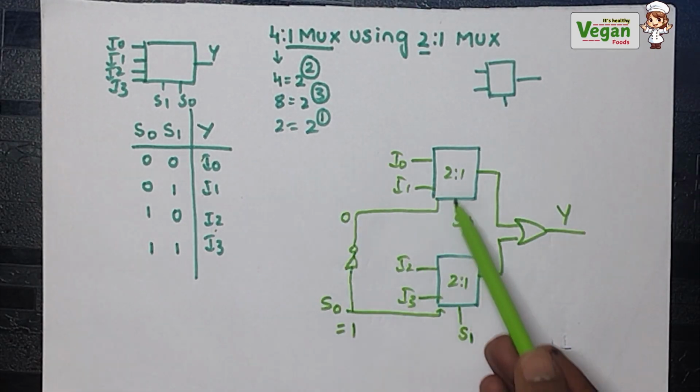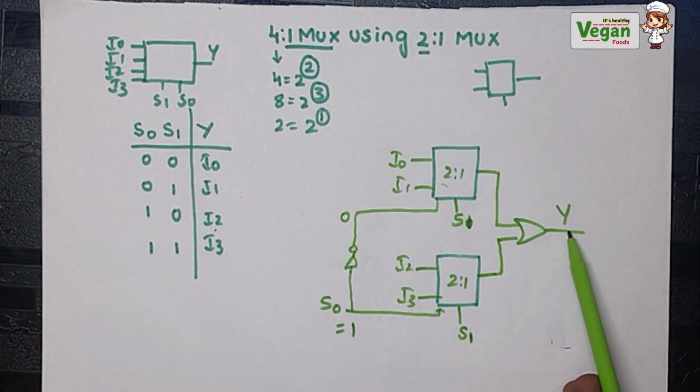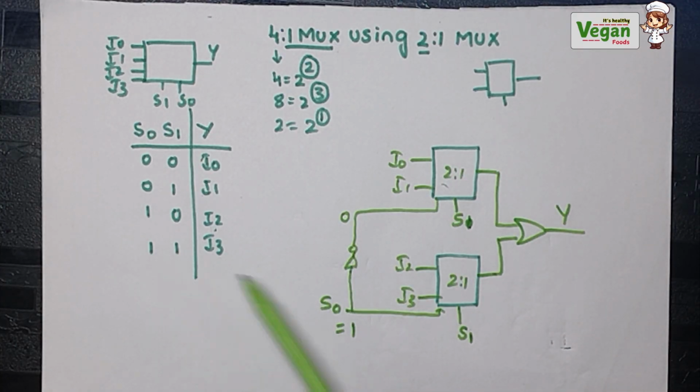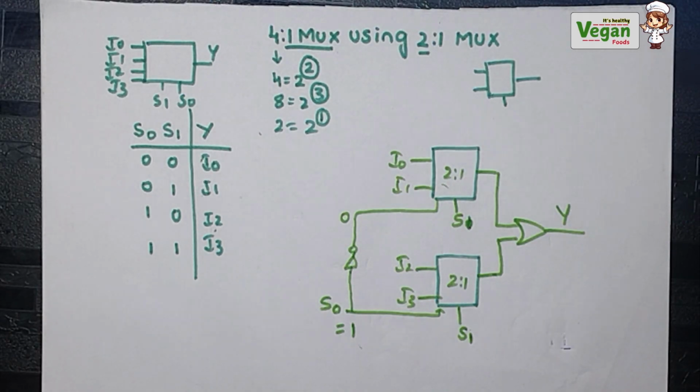I0 and I1 can come as my inputs. See here, this input will be coming through Y. Next, when S0 value is equal to 1, these two conditions, that is I2 and I3. So this is the construction of a 4:1 multiplexer using 2:1 multiplexers. Hope you understood the concept.